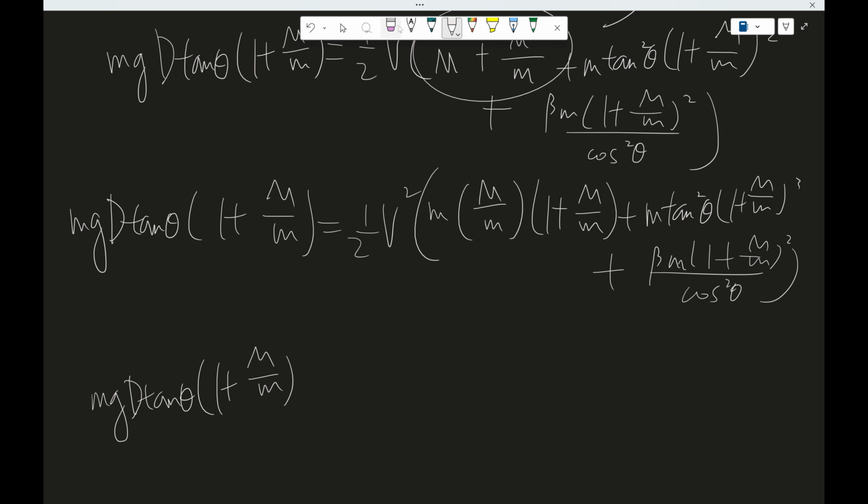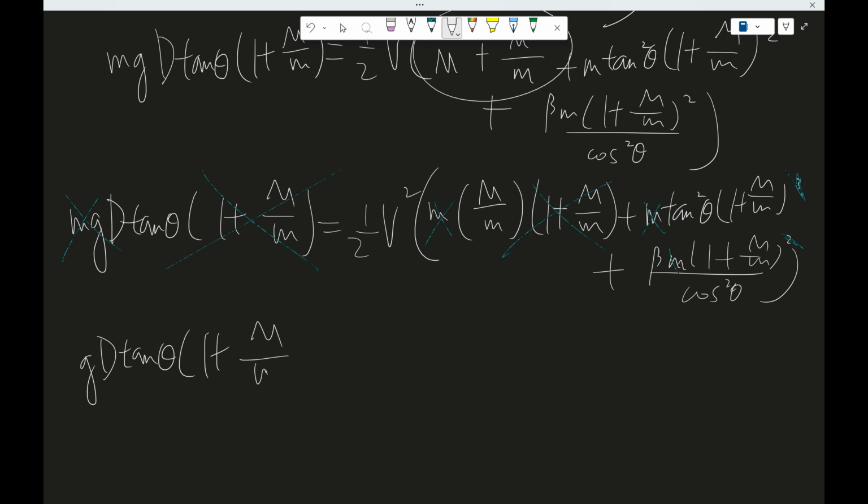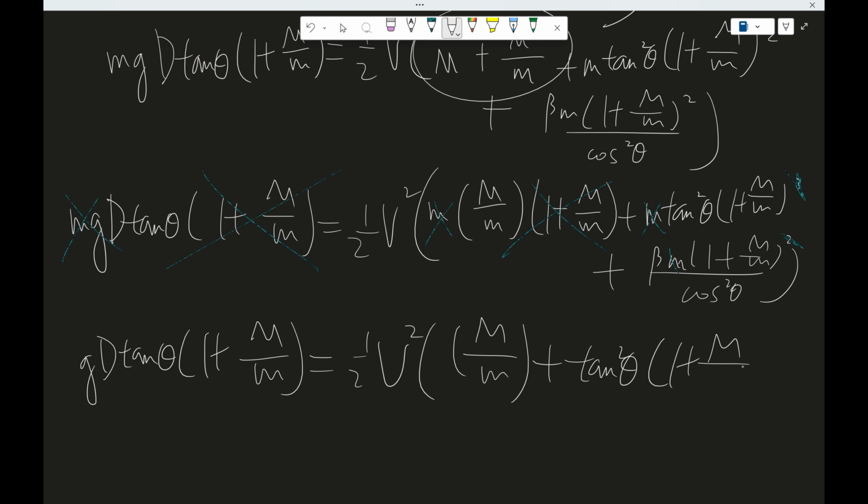Actually, we can just cancel now. So if we look at this, what can we do? We can cancel out small m and 1 plus m over m. So this goes away, this goes away, this goes away, this goes away. So it's this, and the square goes away, and then m and this. So what we get eventually is gd tangent theta, 1 plus big M over small m, equals half big V squared, big M over small m plus tangent squared theta, 1 plus big M over small m, plus beta, 1 plus big M over small m, cosine squared theta.